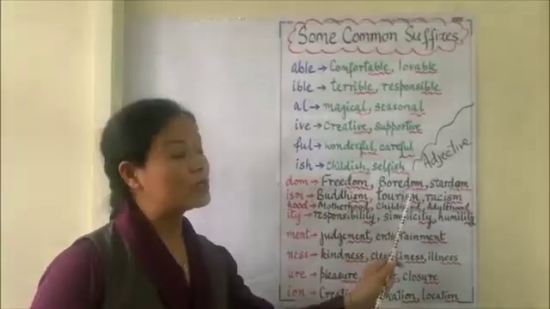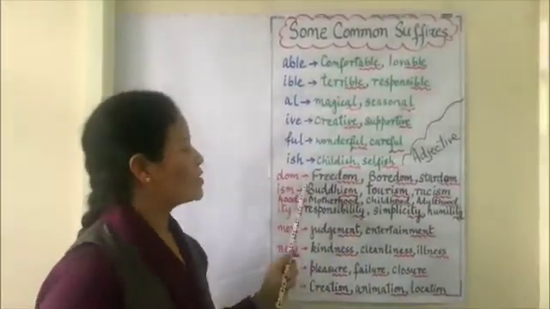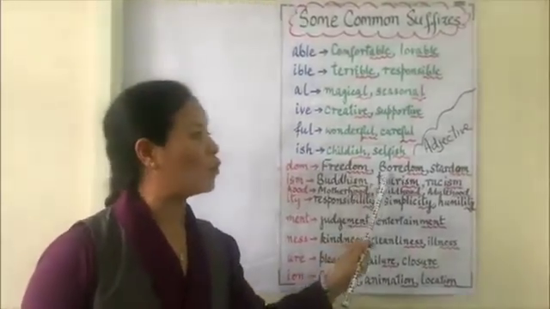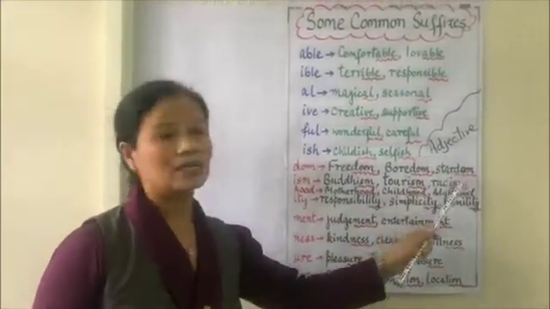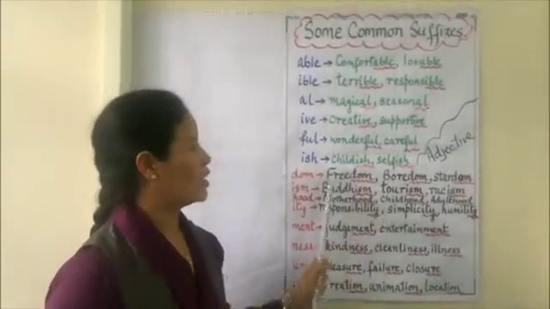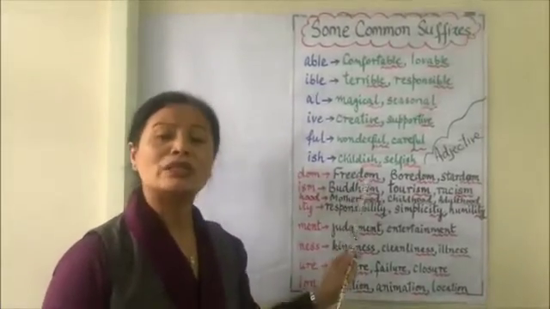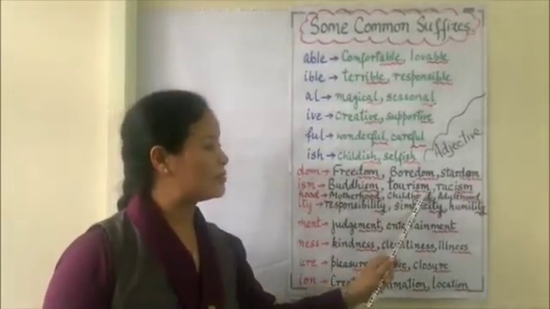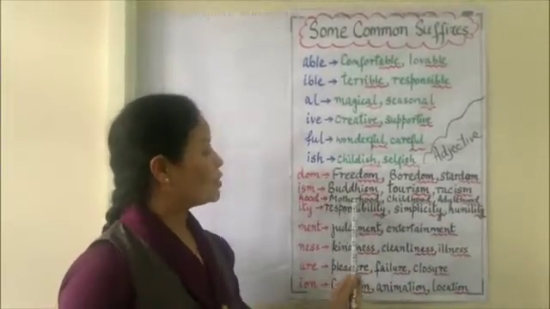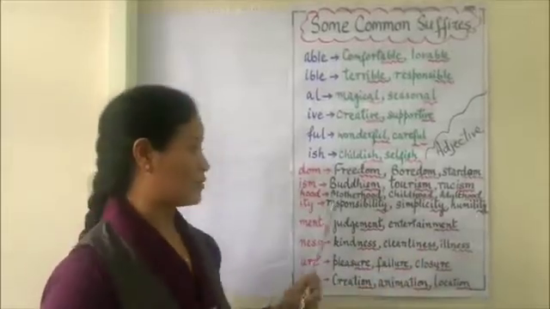Freedom, boredom, stardom. Then we have wisdom. From the word free, it becomes freedom. Boredom, stardom, like I'm feeling bored, so the state of being bored. And ism: Buddhism, Buddhist, Buddhism. Tourism, tourist. Racism, motherhood, childhood, adulthood. Then we have falsehood as well.